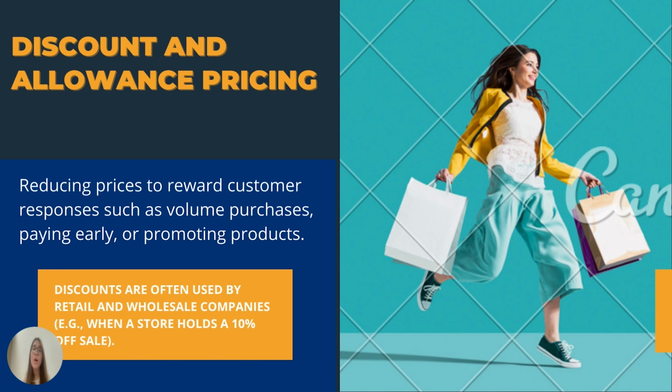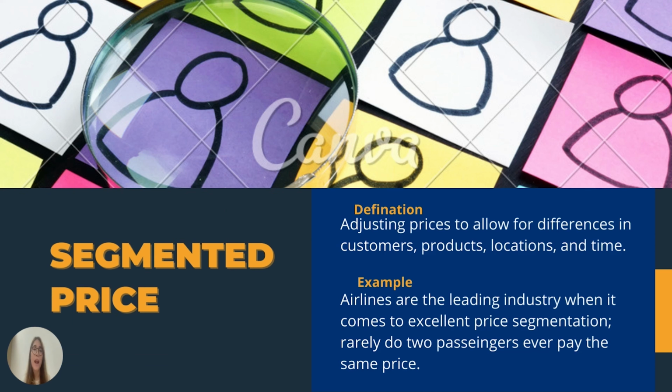Moving on to segmented pricing. Segmented pricing is adjusting price to allow for differences in customers, products, locations, and times. An example of that is airlines, which are the leading industry when it comes to price segmentation. Rarely do two passengers ever pay the same price. Besides, it's also based on the class of seats in the airline, such as economy and business tickets.